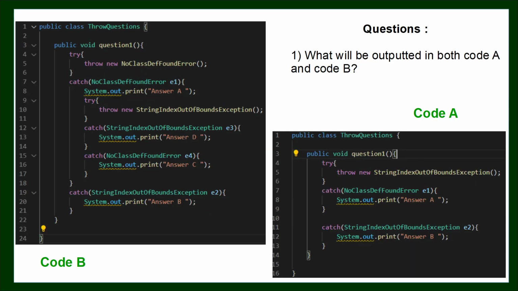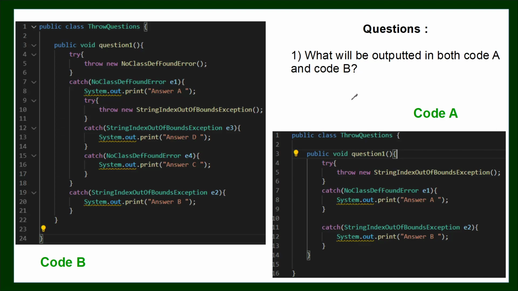Okay, so the first question is I've got two pieces of code, and what I want you to do is just tell me what will be outputted. So again, this is understanding a little bit about what the try and catch statements are, and then understanding how the throw keyword will be linking up with that catch statement. So code A is a little bit easier, code B is a little bit more challenging. So stop the video and tell me what will be outputted in both these pieces of code.